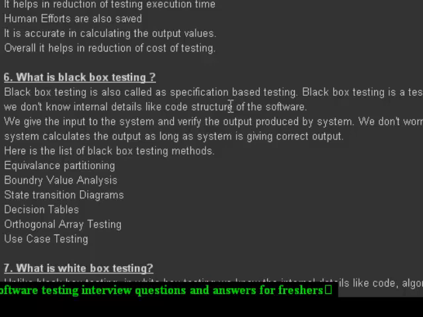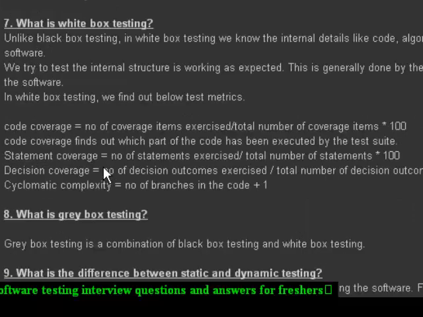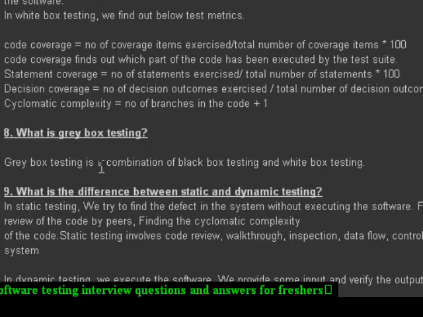Now what is white box testing? Unlike black box testing, in white box testing we know the internal details of the software, like the total source code, so we can find how much code coverage is done, or how many statements and decisions we have exercised, and we also understand the cyclomatic complexity of the code. What is gray box testing? Gray box testing is a combination of black box and white box testing.